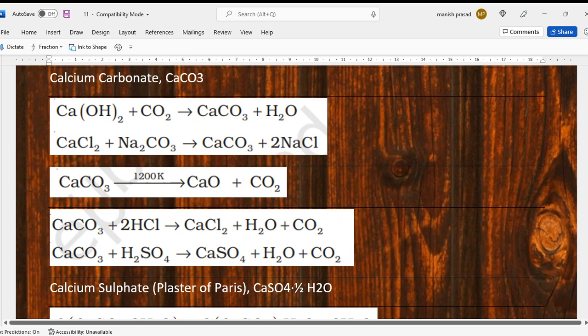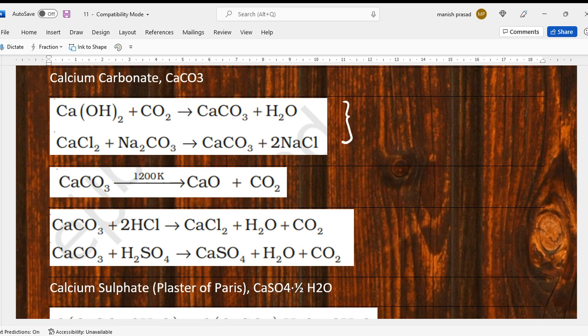Okay. Now, the next one is calcium carbonate. These are the two preparations that we have already done.